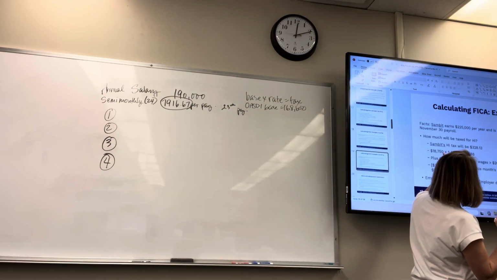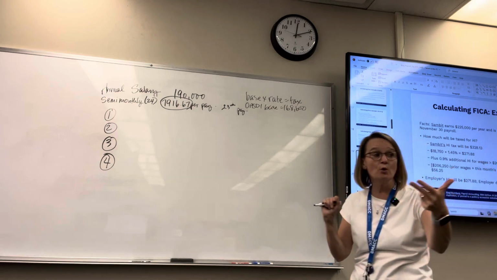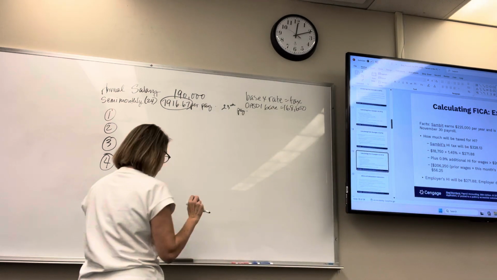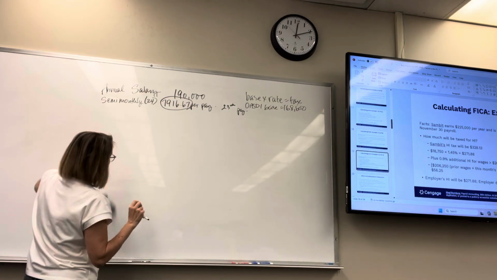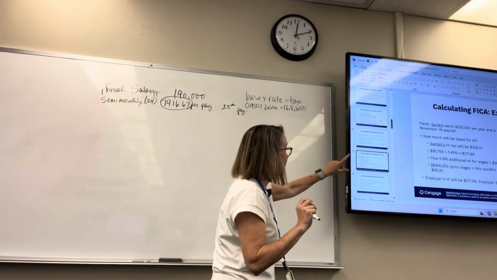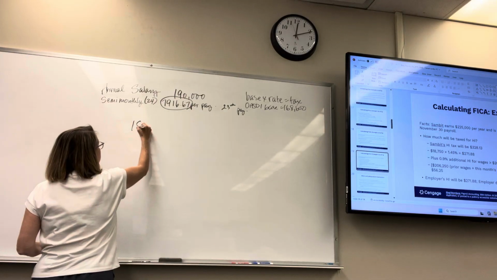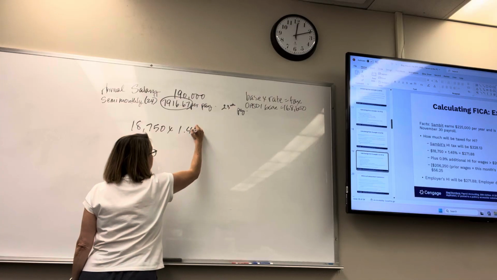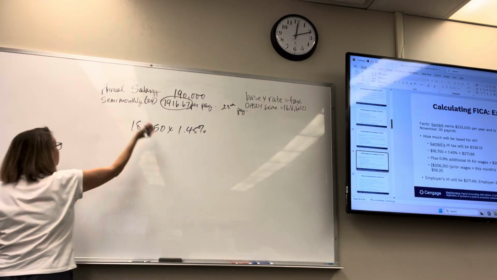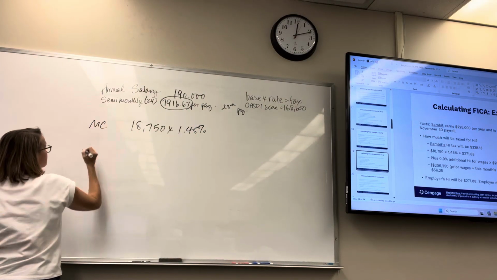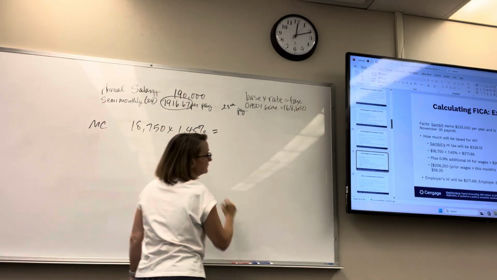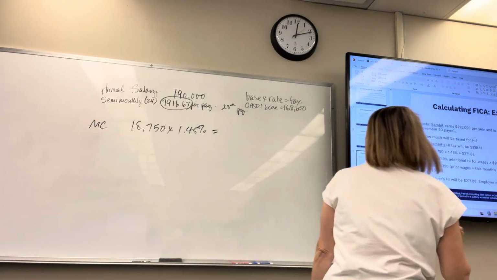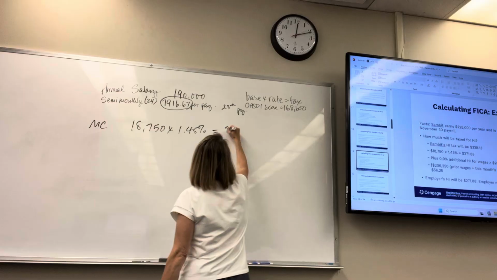All right, so how much is going to be taxed? We're going to take the 18,750 times the full 1.45%. So that's our Medicare. So 18,750, 1.45%. This is just our regular Medicare tax. What'd they get here? 271.88.